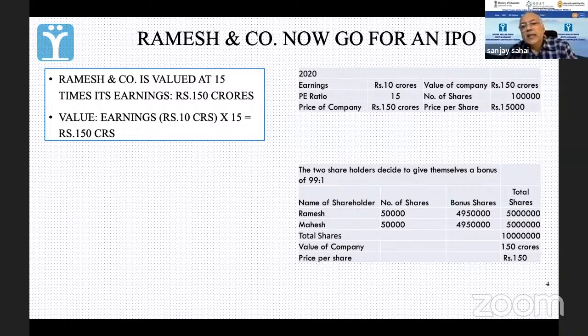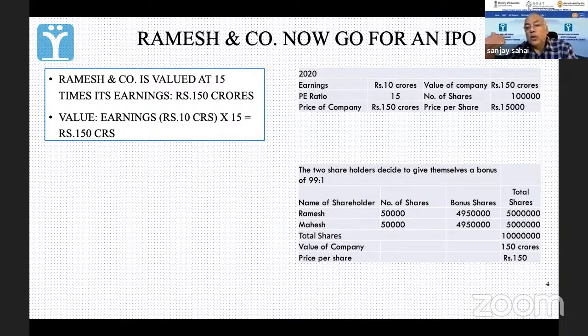So for example, Ramesh has 50,000 shares. If you do 99 times of 50,000 shares, what will you get? You will get 49,50,000. तो इसको बोनस शेयर रमेश को मिल गया 49,50,000. टोटल शेयर्स कितने हैं? 49,50,000 प्लस 50,000, यानी 50 lakhs. ये हो गया रमेश का हिस्सा. And the same thing happens with Mahesh. महेश के पास में भी 50,000 था. He gave himself 99 times. Total, both of them now, instead of having 50,000 shares each, now they have 50 lakh shares each.